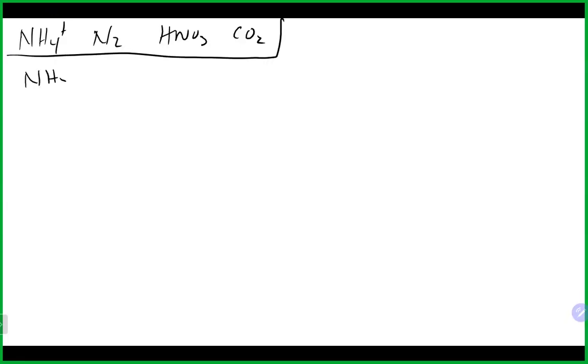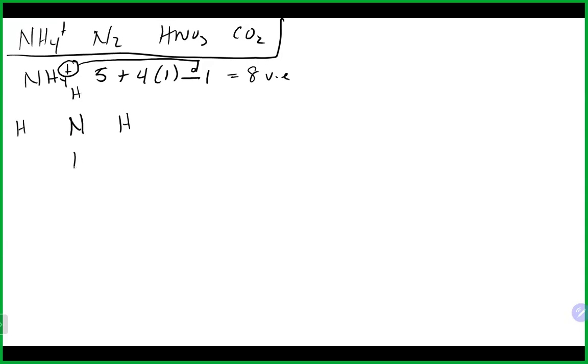So NH4 plus, again, 5 for the nitrogen. Each hydrogen is 1. In this case, though, we do have a plus sign, and remember, plus means that it has lost electrons. So we do need to subtract 1 from that. That's going to give me 9 minus 1, which is 8 valence electrons. Clearly, as we've been talking about, hydrogen cannot go in the center, so that leaves you just one option, which is nitrogen in the center, hydrogen around.